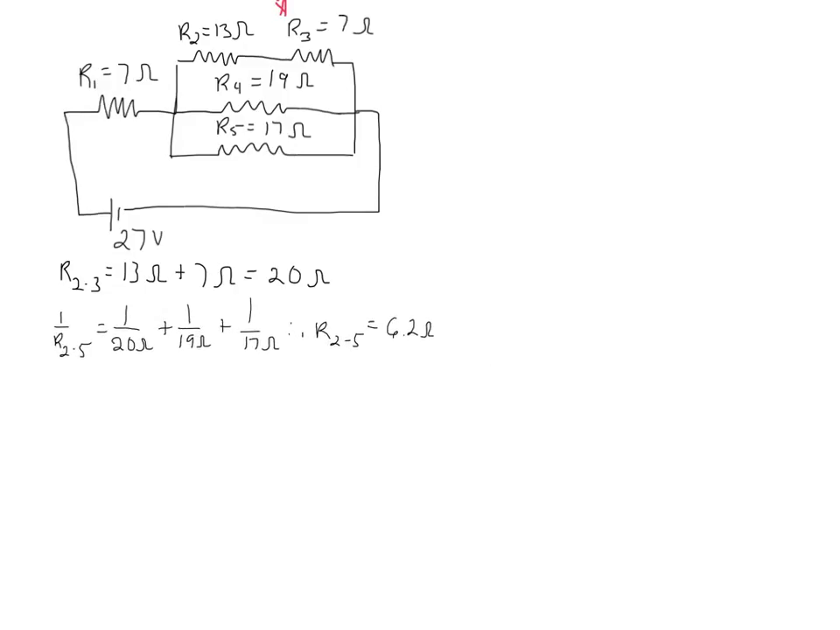Now our last step for finding the total resistance is that R1 is in series with this whole thing. So we're going to do R total equals R1, which is 7 ohms, plus R2 through 5, which is 6.2 ohms. When we add those together, we get 13.2 ohms for the total resistance of that circuit.